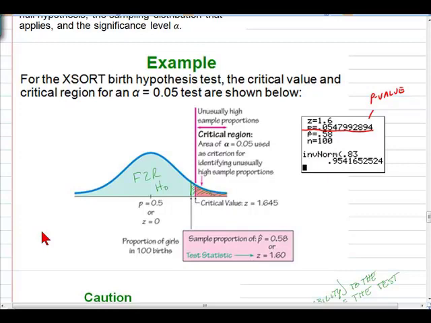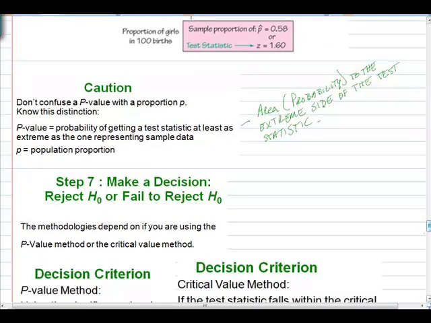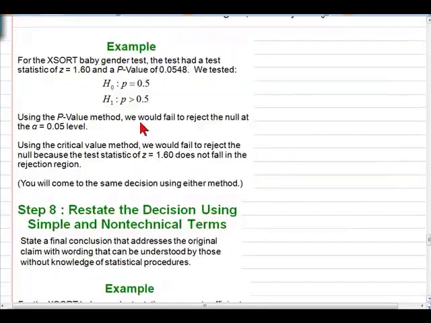If you need to review the video, back it up. I was going over the p-value method and the critical value method, and I've already gone over this example with the picture above. So using the p-value method, we would fail to reject the null hypothesis at alpha equals 0.05 because our p-value is equal to 0.0548, and that's greater than alpha. So we'd fail to reject.